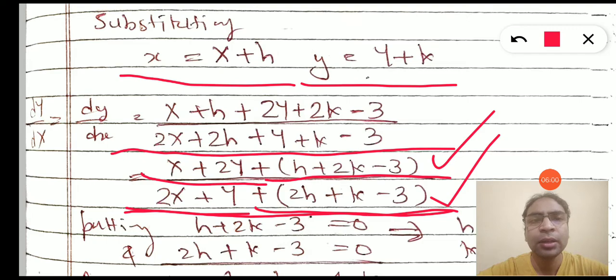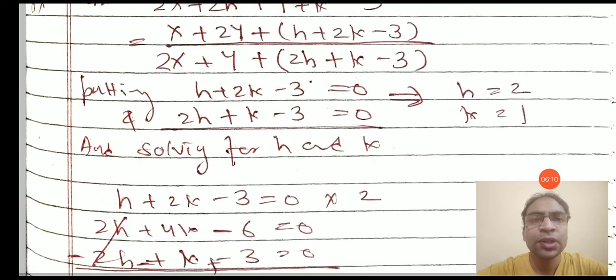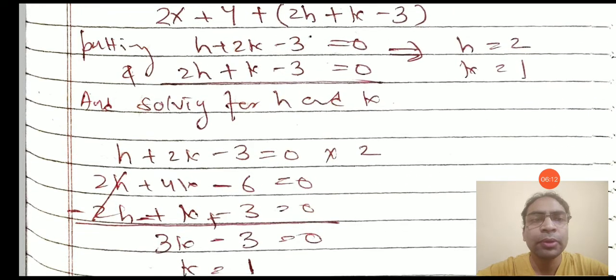So we keep these two equations, h plus 2k minus 3 is equal to 0 and 2h plus k minus 3 is equal to 0. Just by keeping these two equations equal to 0, we will solve these equations for h and k. So you can see this is the solution. We can solve these equations. You must be aware of solving algebraic equations for unknown variables.